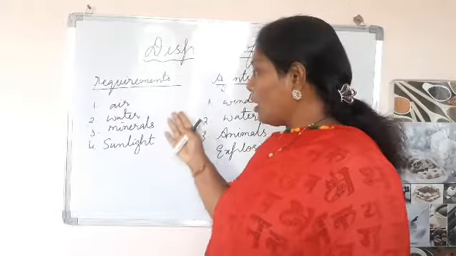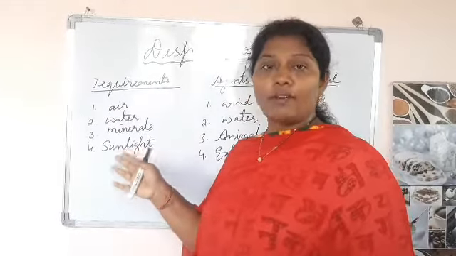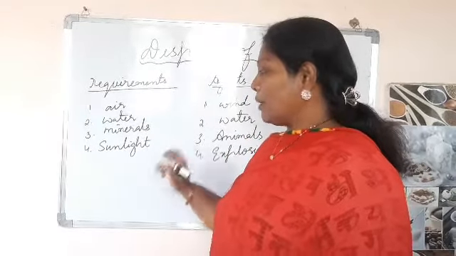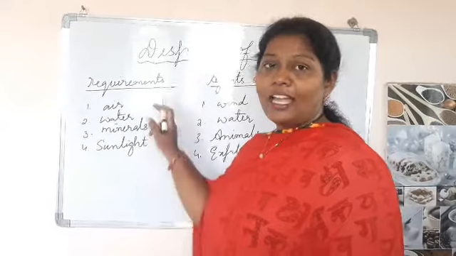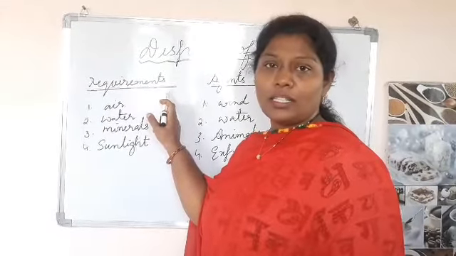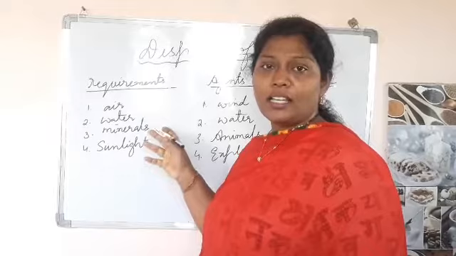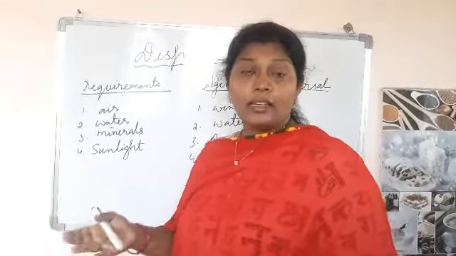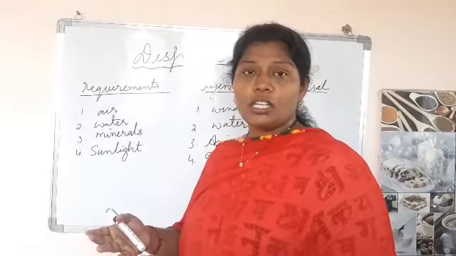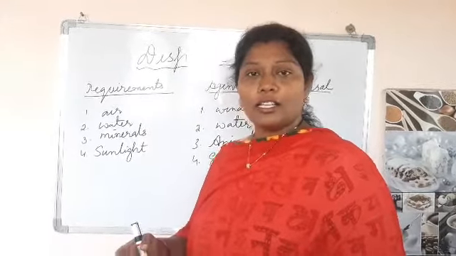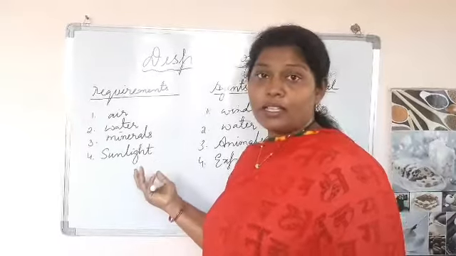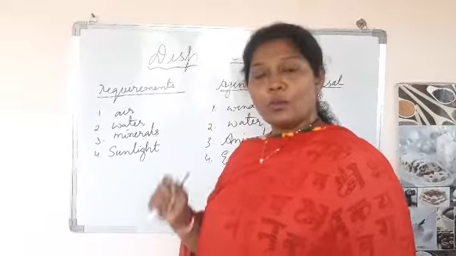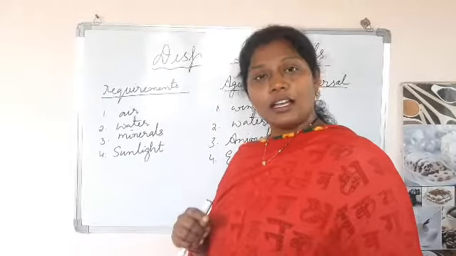As you know, all these are very richly found in nature: air, water, minerals and sunlight. Air is all around us throughout the year, so the plants take the air from the surroundings. Sunlight: yes, you know that the sun is the main source of energy for every living thing on this earth. So we get sunlight from the sun itself. And the water and minerals: as you know, the water and minerals are present in the ground.